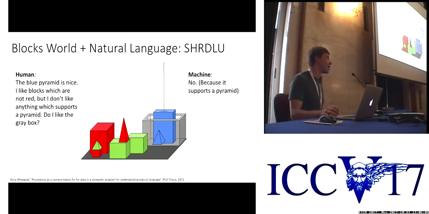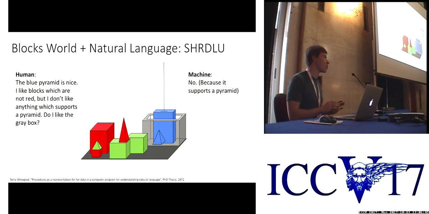And this is really not a new idea. This harkens back to the very beginnings of AI. And if we look at Terry Winograd's PhD thesis back in 1971, he was already thinking about visual reasoning tasks. So he proposed a method called SHRDLU, wherein a human interacts with a machine to do very interesting things where the robot can manipulate this blocks world. As an example interaction between the human and the machine, the human might say something like, the blue pyramid is nice, I like blocks which are not red, but I don't like anything which supports a pyramid. Do I like the gray box? That's a little bit non-trivial.